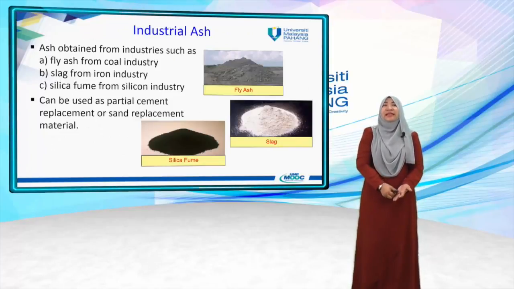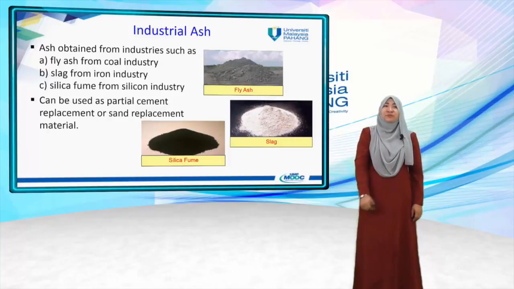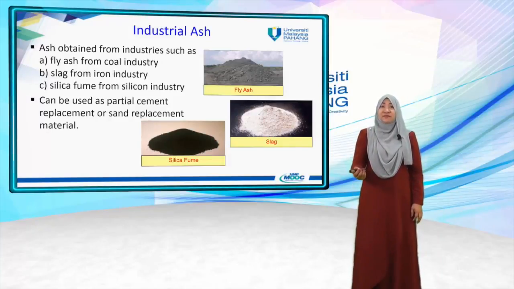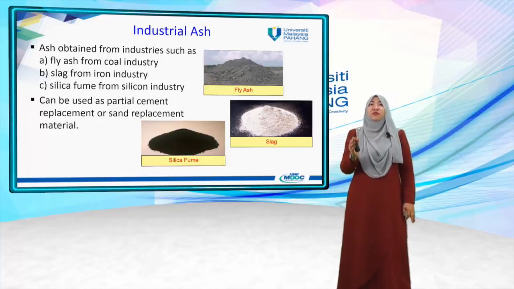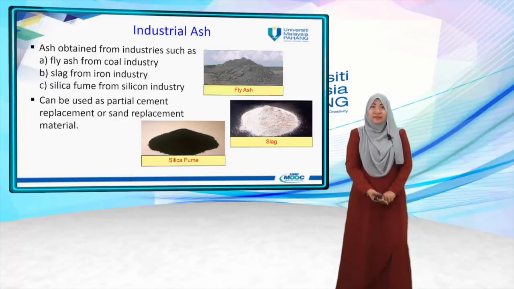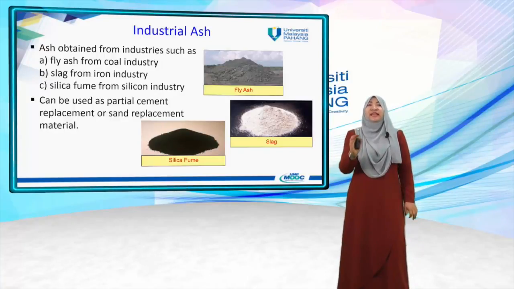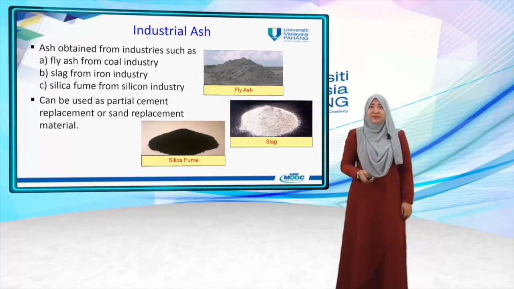So we can have industrial ash. For example, ash obtained from industry, such as number 1, fly ash from coal industry. Number 2, slag from iron industry. Number 3, silica fume from silicon industry. So this ash can be used as partial cement replacement or sand replacement material.